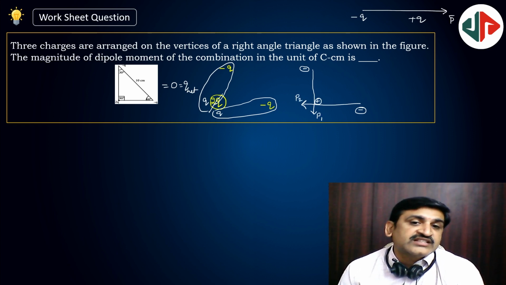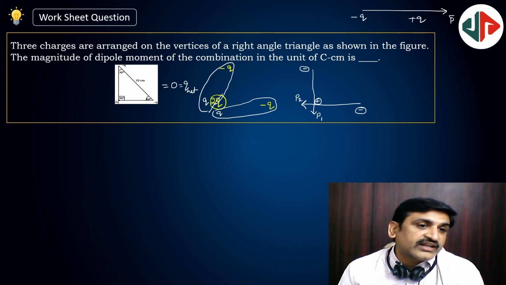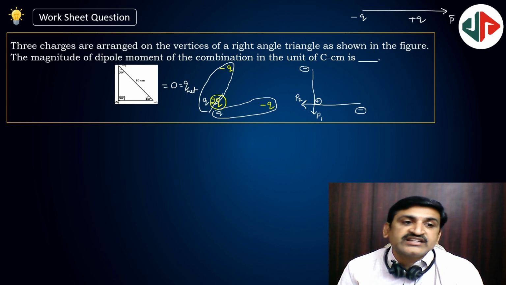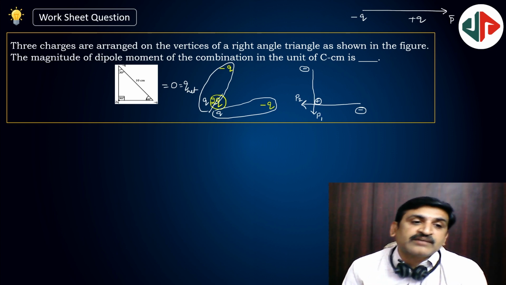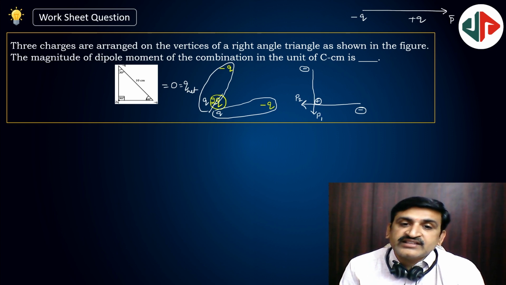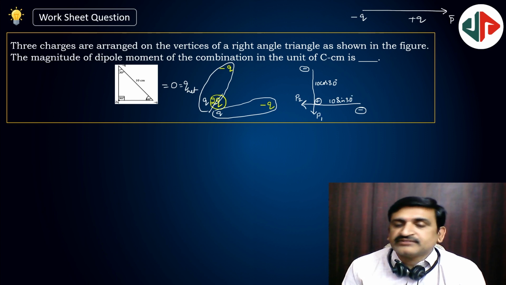So the distance between them is also equal. Can you say like that? No, the 30 degrees side and the 60 degrees side, how can they be equal? Cannot be, right? So the distances will come like this. This distance is 10 cos 30 and this distance is 10 sin 30, the opposite side.